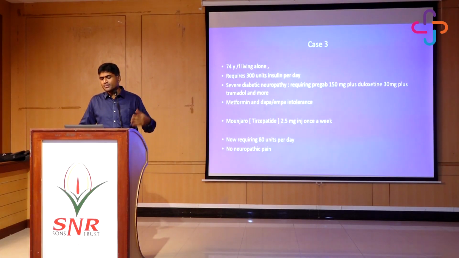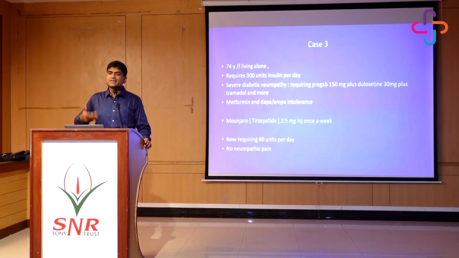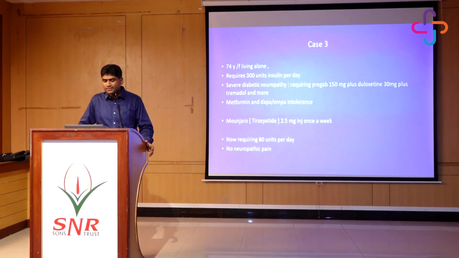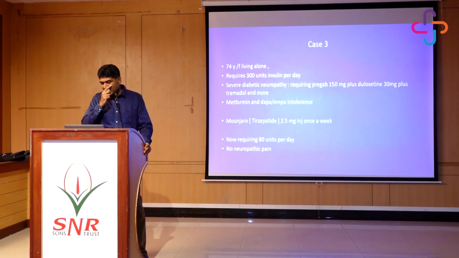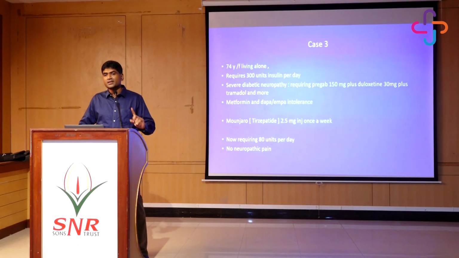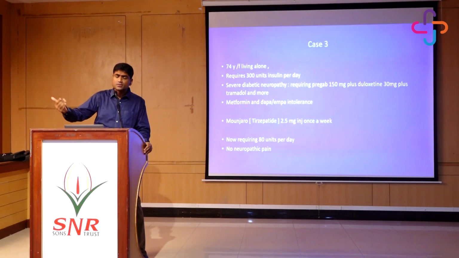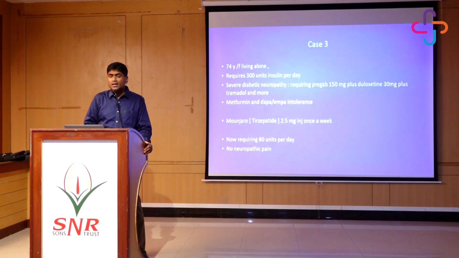Requiring pregabalin 150 per day plus duloxetine plus tramadol and so on. Increasing doses of pregabalin, tramadol. Sometimes she takes NSAIDs also. So again, metformin daily diarrhea, EMPA intolerance, UTI. So we put her on Mounjaro, tirzepatide, once a week. Now requiring only 80 units per day. She was requiring 300 units per day. It has been reduced in a month to 80 units per day.